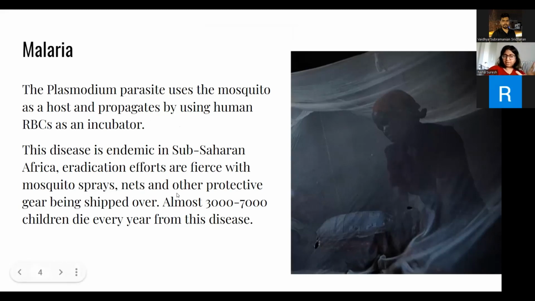So malaria was endemic in sub-Saharan Africa. Eradication efforts were fierce, with mosquito sprays, nets, and other protective gear being shipped over. Almost 3,000 to 7,000 children died every year from the disease from around early 2000s through 2010.